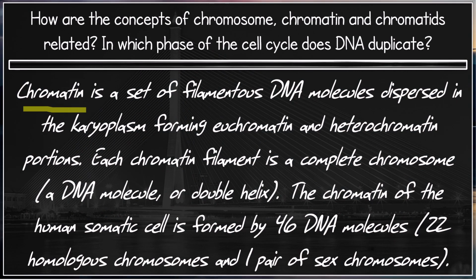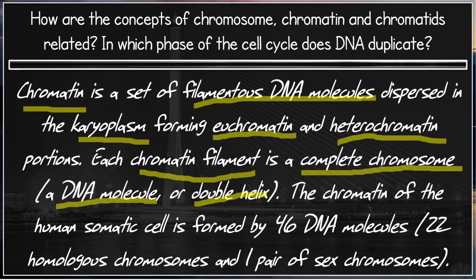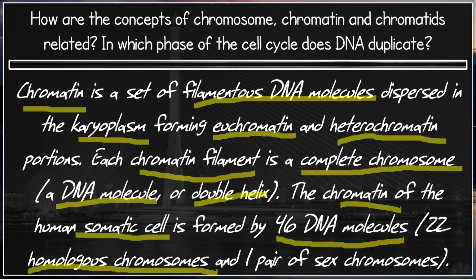Chromatin is a set of filamentous DNA molecules dispersed in the karyoplasm, forming euchromatin and heterochromatin portions. Each chromatin filament is a complete chromosome, that is, a DNA molecule, a double helix. The chromatin of the human somatic cell is formed by 46 DNA molecules. Those are 22 pairs of homologous chromosomes and one pair of sex chromosomes.